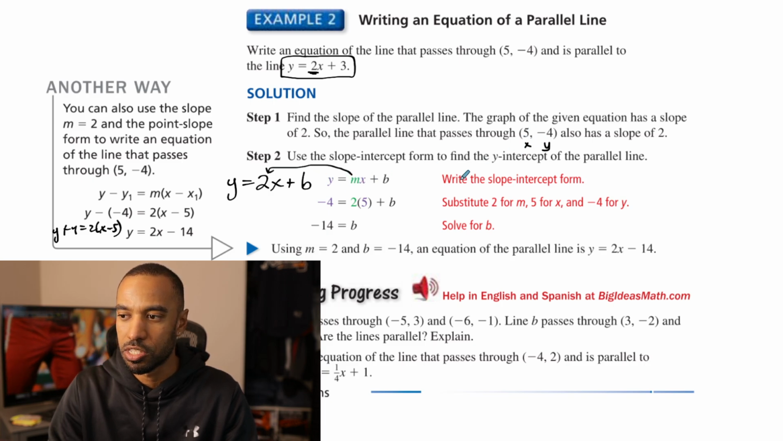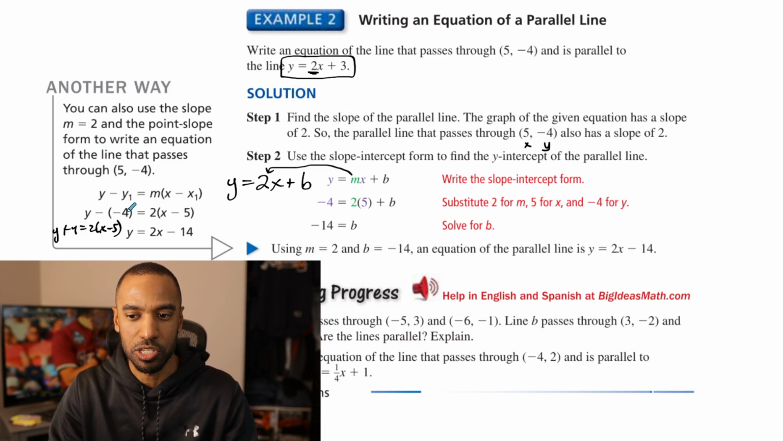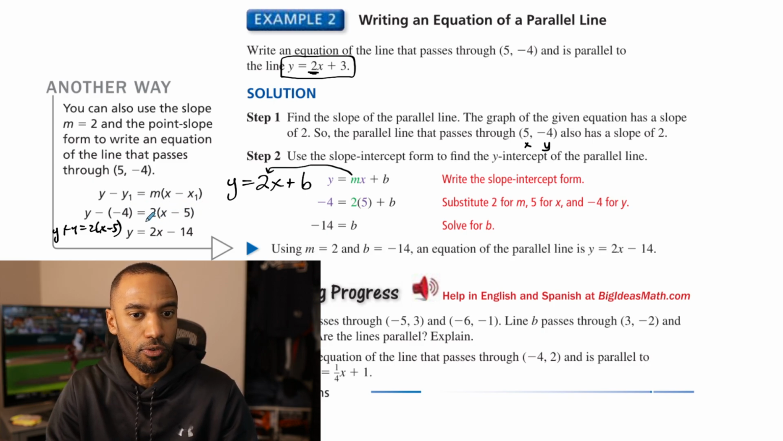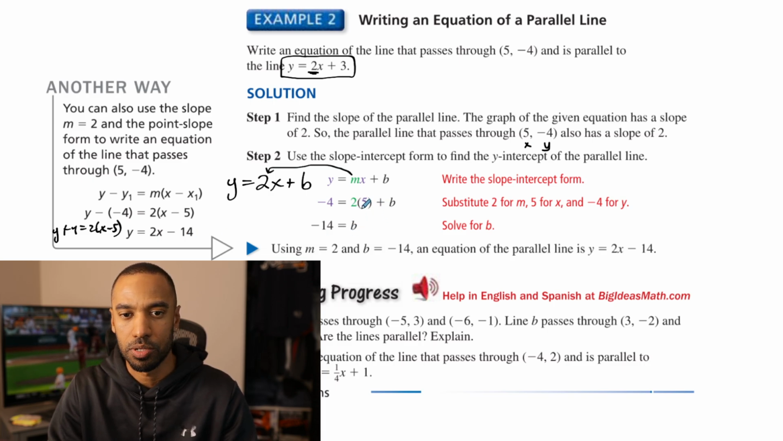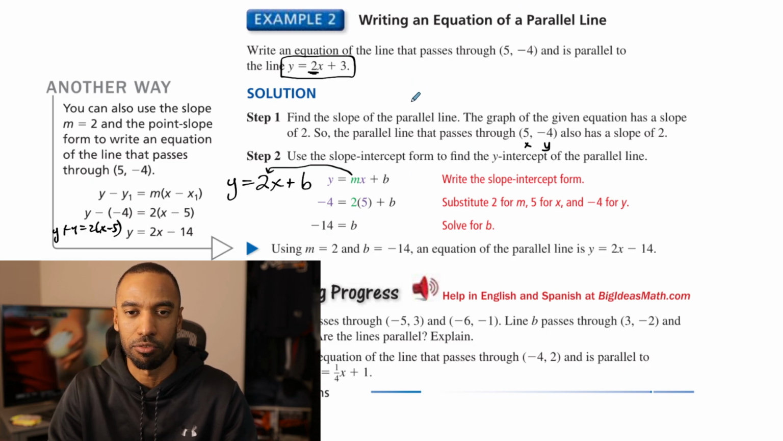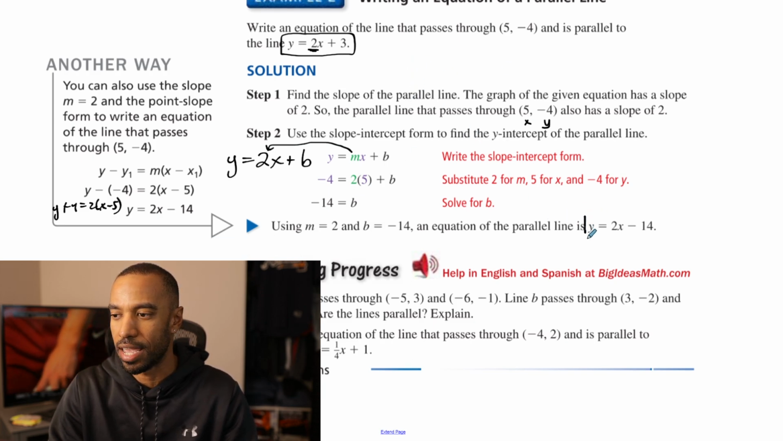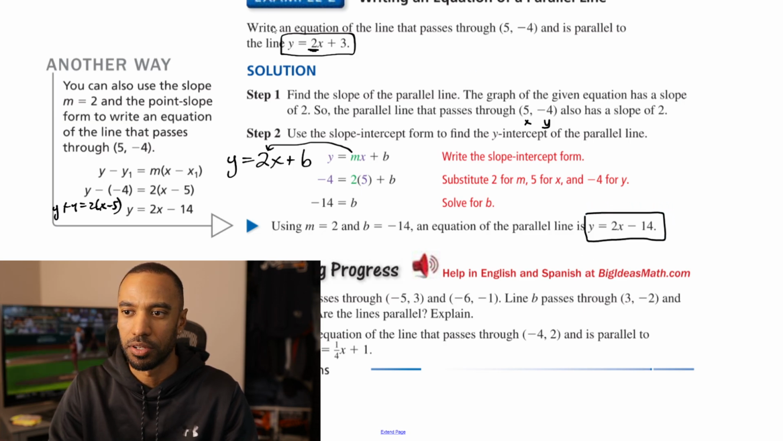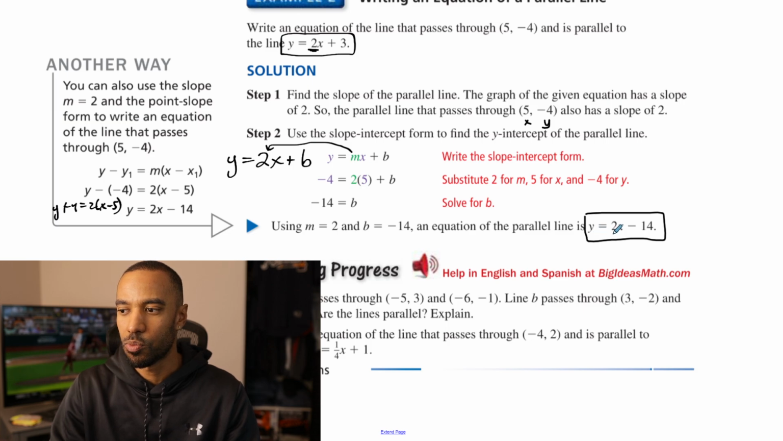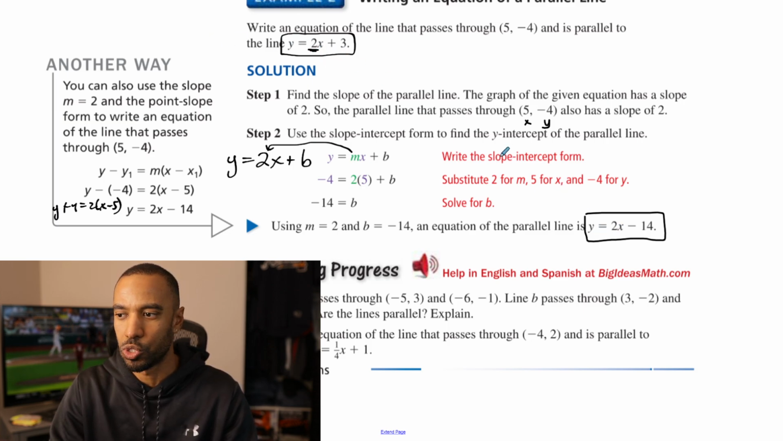So what did they do? They substituted 5 for x and negative 4 for y. The same 5 for x and negative 4 for y that we could use in point slope form to find this same b value of negative 14 that they find right here. 2 times 5 is 10. Subtract 10 from both sides. They're getting b equals negative 14. That means their new equation is y equals 2x minus 14. There it is. We got it. We're all done. So this equation y equals 2x minus 14 is parallel to y equals 2x plus 3.